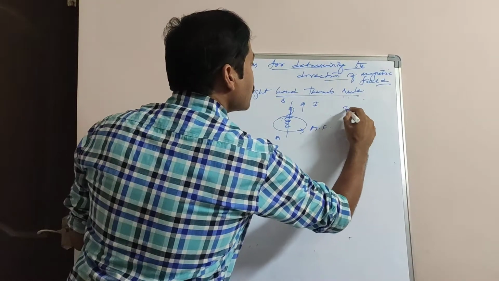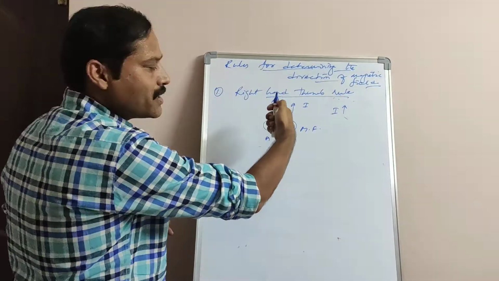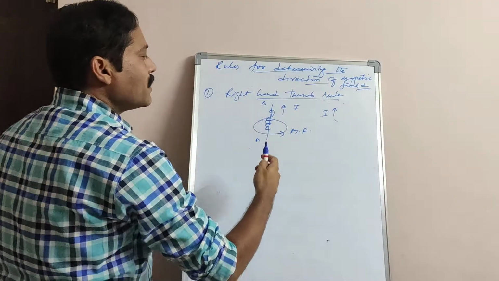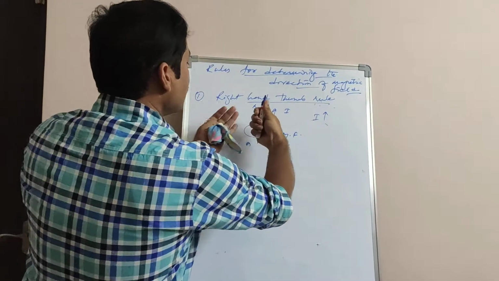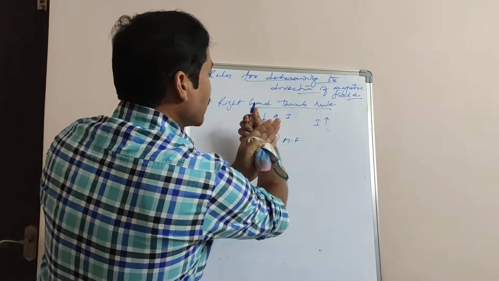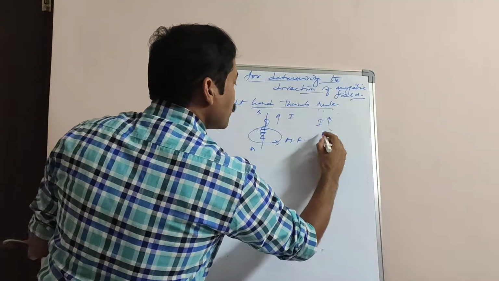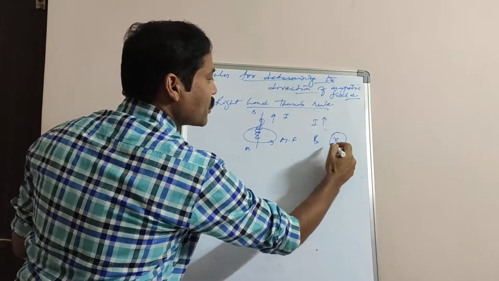So that means when current is moving upwards, the direction of the magnetic field around the conductor will be in clockwise direction, like this. So that means the magnetic field is acting into the plane, which is indicated by the symbol cross.